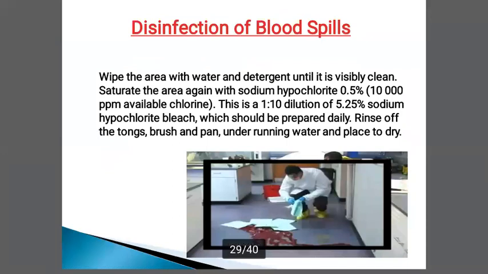Disinfection of blood spills. In hospitals, if there is a spillage of blood, then there is a procedure to clean that. First, wipe that area with water and detergent until it is visibly clean. Saturate the area again with sodium hypochlorite 0.5%, 10,000 parts per million available chlorine. This is a 1 in 10 solution of a 5.25% sodium hypochlorite bleach, which should be prepared daily. Rinse off the tongs, brush, and pan under running water and place to dry.